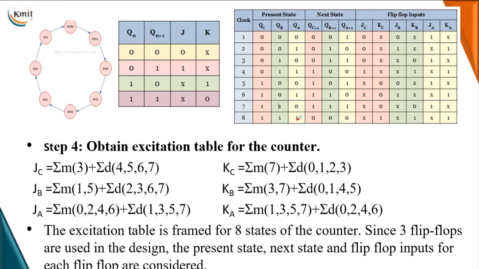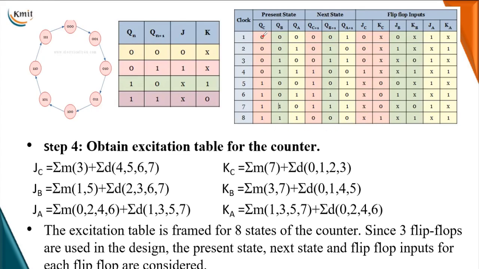If the present state is 111, which is the binary number of 7, the next state must be the 0 state. So the final state of the 3-bit counter is 111. If that is my present state, the next state is the initial state, which comes back as the next state in the 3-bit counter, which is 000.